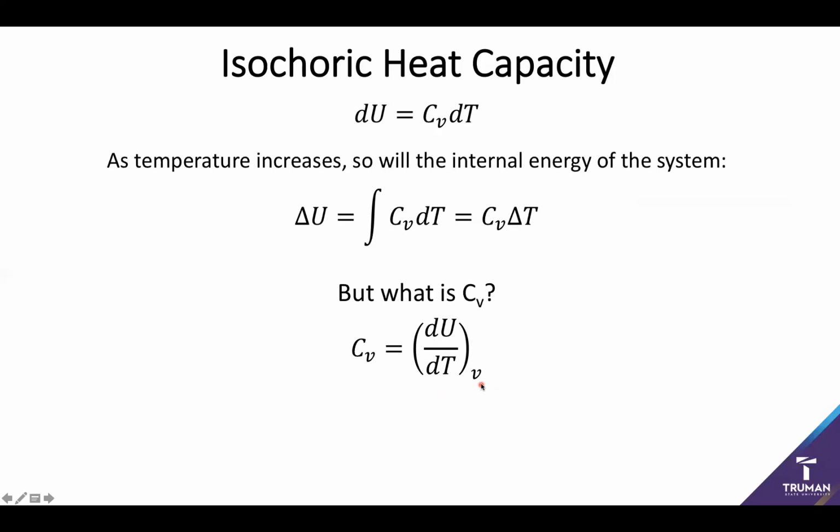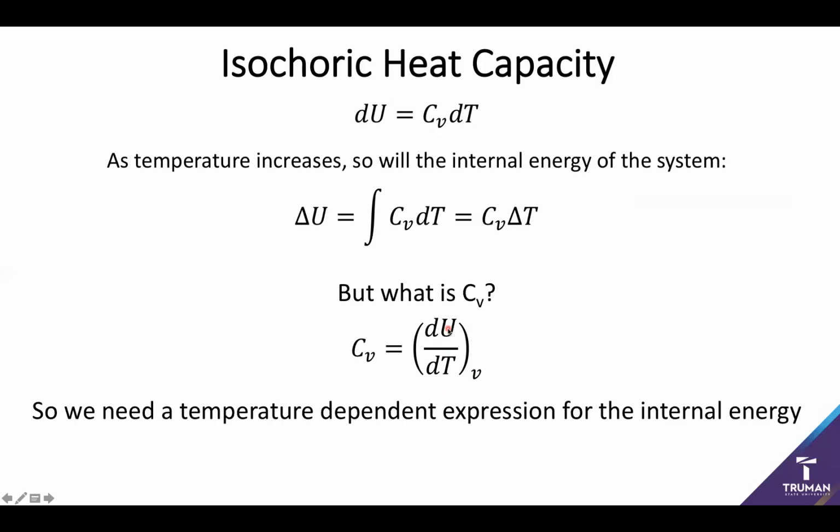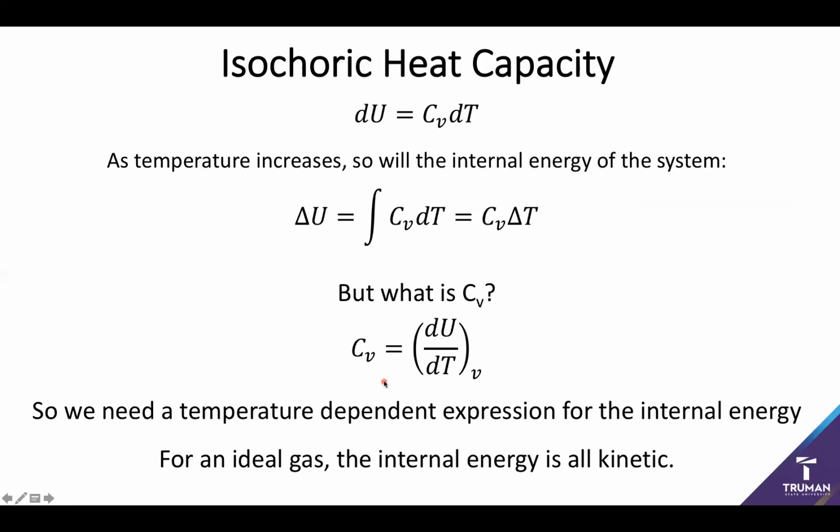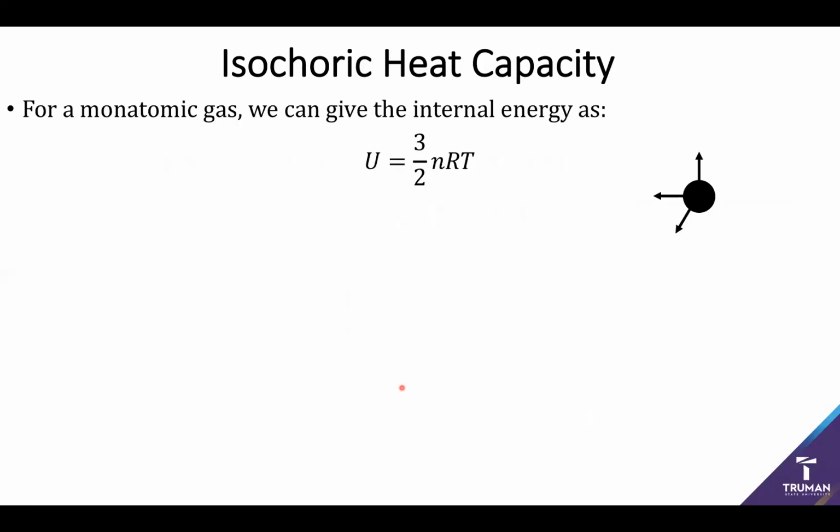But it turns out that this can actually be fairly useful, because if I can get a temperature-dependent expression for my internal energy, I can get my heat capacity. Now, this might be troublesome for most materials, but it's a pretty easy problem to solve for an ideal gas. Because as we saw already, for an ideal gas, all of our internal energy is kinetic, and we know a good set of equations for the kinetic energy of an ideal gas. So if I've got a monatomic gas, we can give our internal energy as 3/2 nRT.